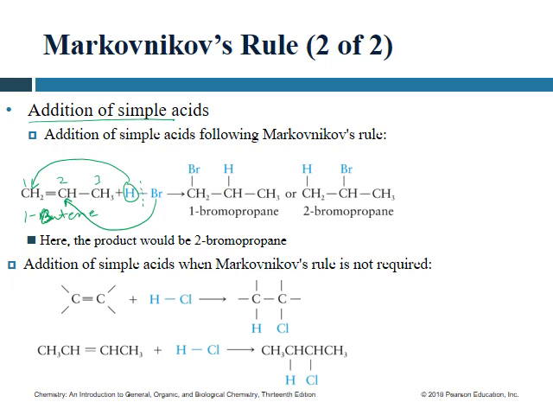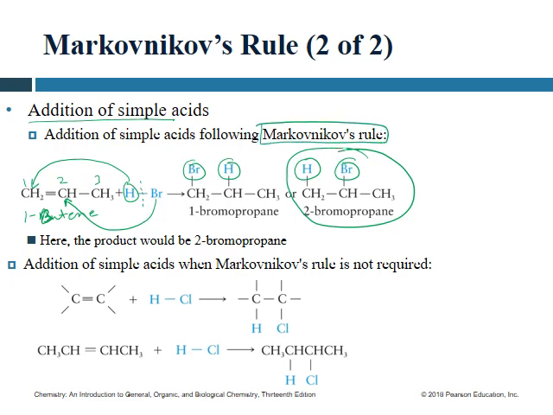So you have 2 choices. Either you put bromine on the first and hydrogen on the second, or hydrogen on the first and bromine on the second. Out of the 2 possible outcomes, this outcome is the right outcome according to Markovnikov's rule. So this one is the main product that you're going to get, and the product will be 2-bromopropane, which is this 2-bromopropane. This is not the product, right?